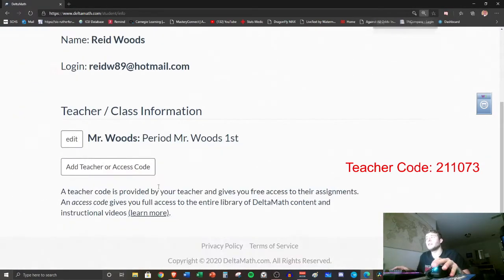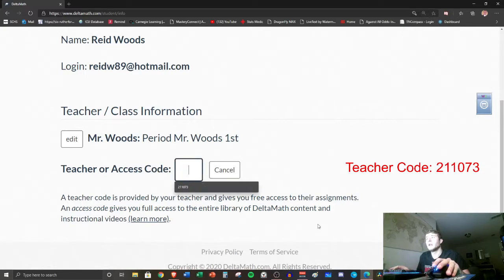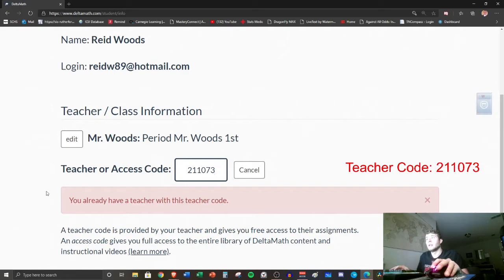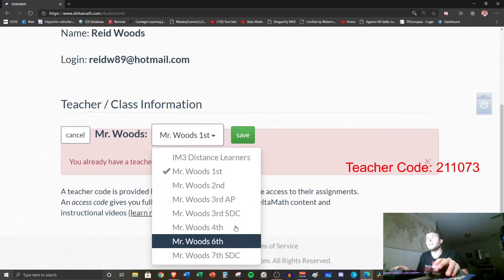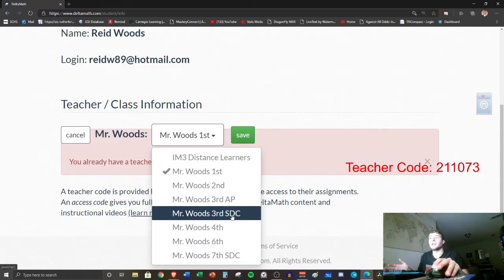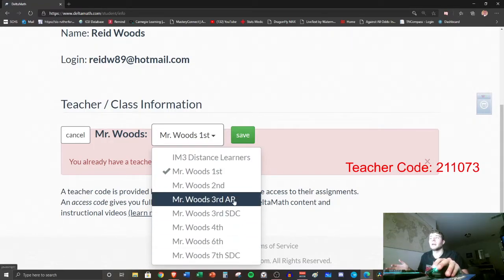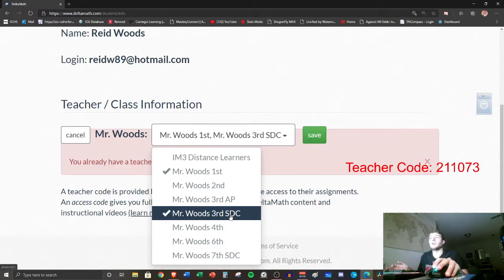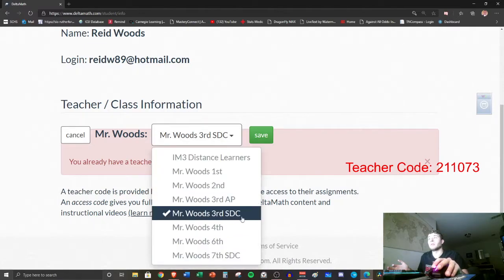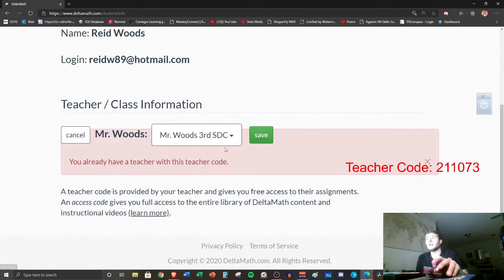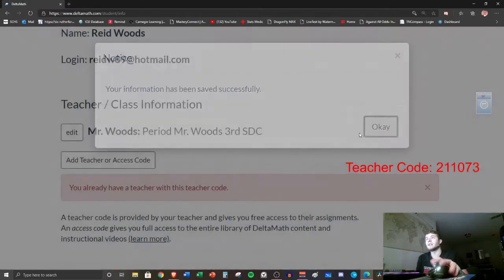Here you can add a teacher or access code. And this is where you're gonna type that 211073. And it says I already have a teacher with this code, so I can change my class. If you join the wrong one, you can go here and change the classes, okay? So I could have multiple of these sections. I don't want you to do that. I want you to make sure you pick the correct class, okay? So let's say that I'll choose 3rd period dual credit. All right, so I'm in there.